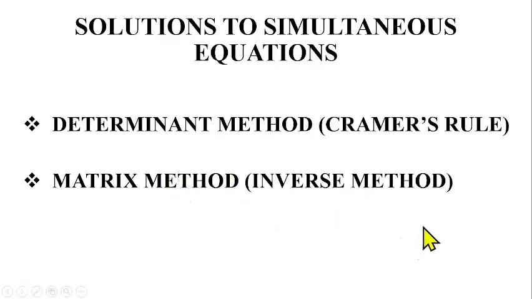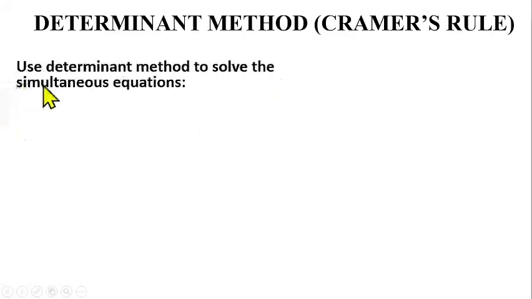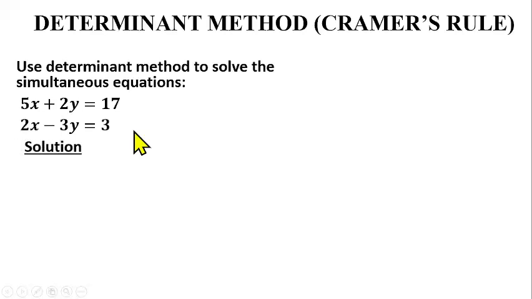Now let's start with the determinant method. Now determinant method of solving simultaneous equation. So for instance, you are to use determinant method to solve this simultaneous equation. We have 5x plus 2y equals to 17, and we have 2x minus 3y equals to 3. So equation 1, equation 2. So you have to use determinant method to solve these simultaneous equation. So how do we go about that using determinant method now, which is Cramer's rule?